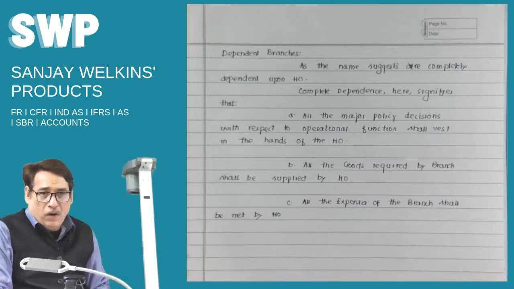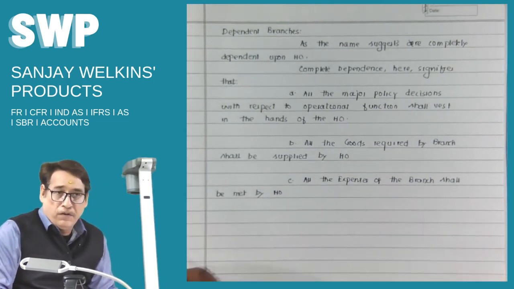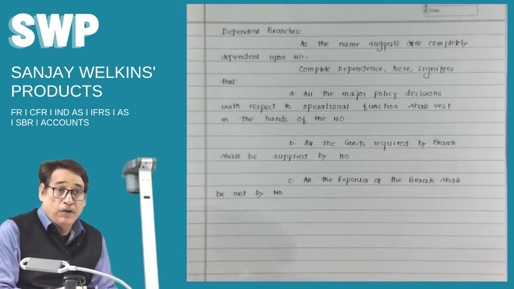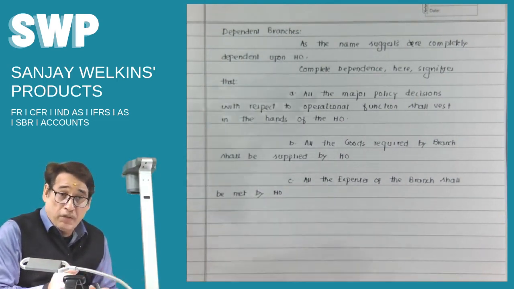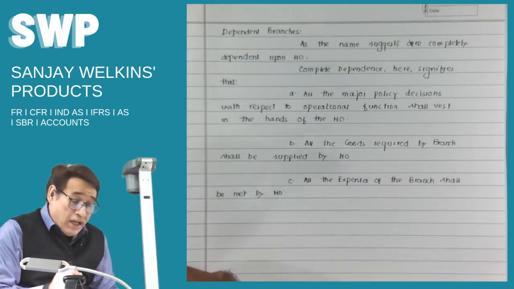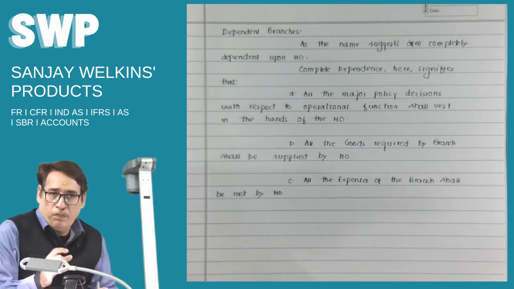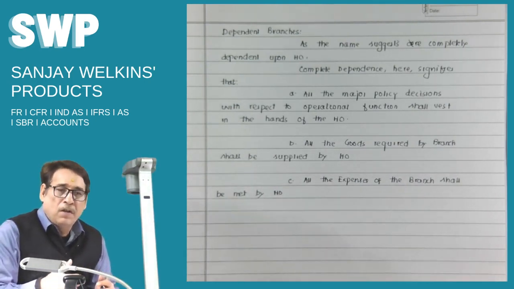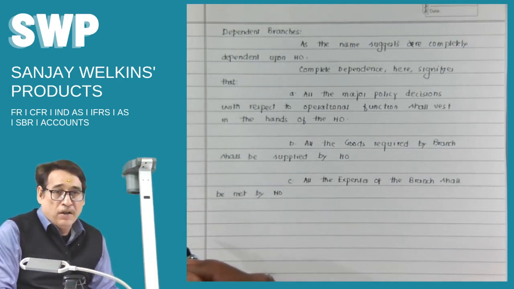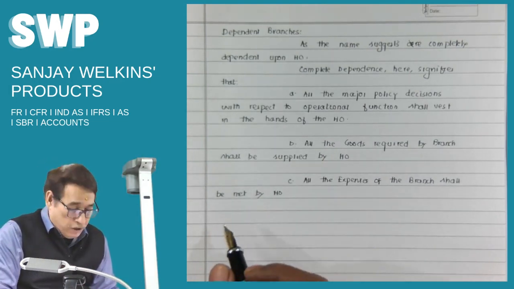So if all the major policy decisions are in the hands of the head office, all the goods required by the branch will be supplied by the head office, all the expenses of the branch will be met by the head office, then what is the branch supposed to do? Branch manager, or simply branch, is simply expected to execute the instructions forwarded to them by the head office, and do as much sales as possible, collect the cash and send it back to the head office.